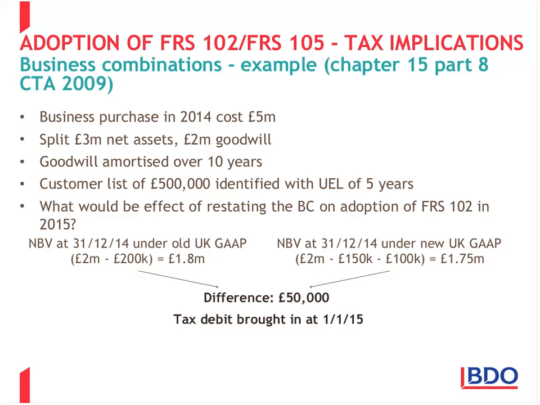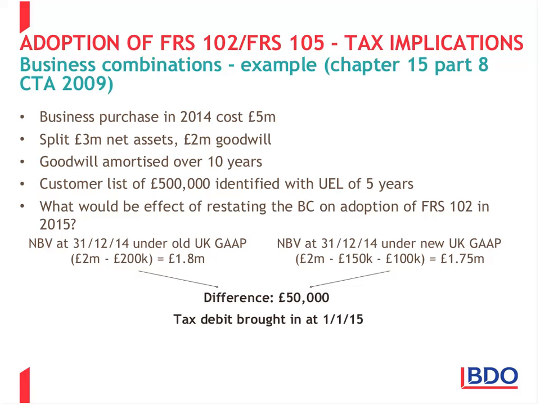What would the effect be of restating the figures under FRS 102? Well, under old UK GAAP, we would have started with a £2 million figure for goodwill and amortised it over 10 years, that is £200,000, leaving a balance at the end of the year of £1.8 million.